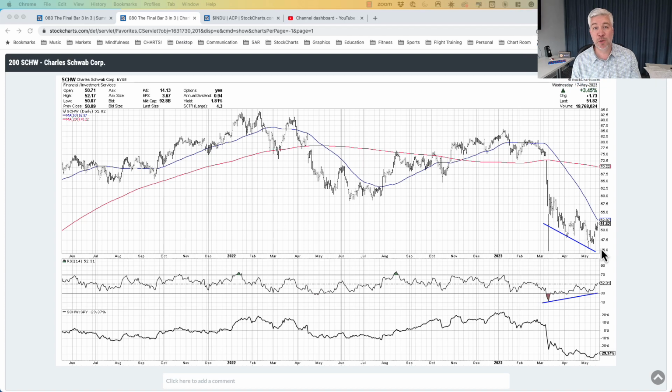Let's look at the chart of Charles Schwab here first, and I'm illustrating with the blue trend lines here what we call a bullish momentum divergence. Let's start by orienting ourselves to the chart here. We have the price in the top, 2 years of daily data using open, high, low, close bars. We have the 50-day moving average in blue, the 200-day moving average in red.